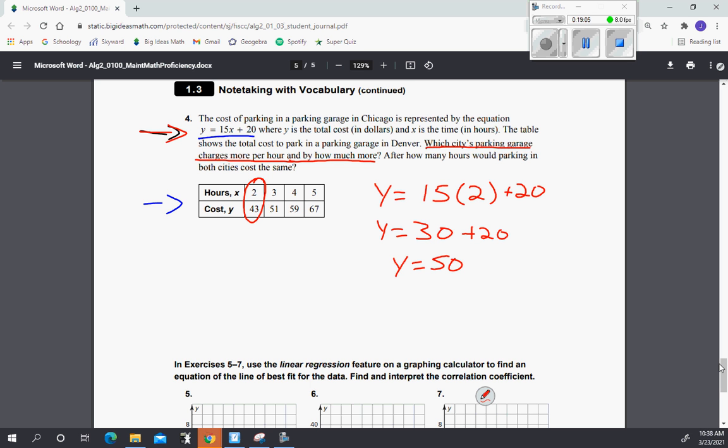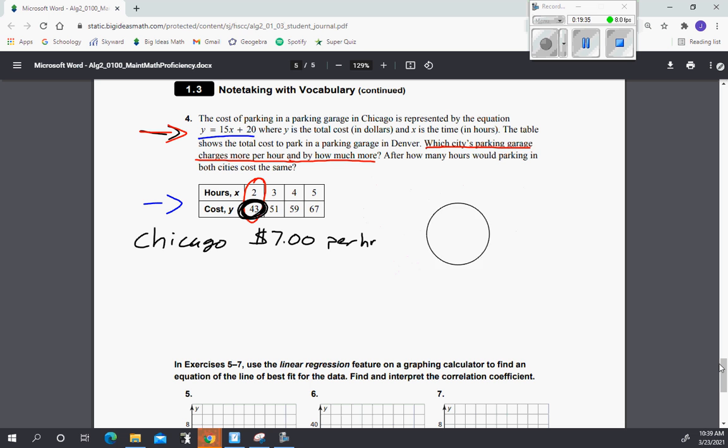Holy cow, that's expensive. I don't have $50 to go park my car. I'll walk. $50. Okay, how much does it cost in Denver for 2 hours? 43. So which one's more expensive? Chicago. And by how much more? $7 per hour. $7 more per hour.